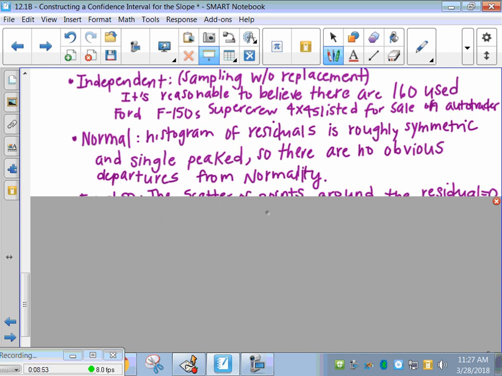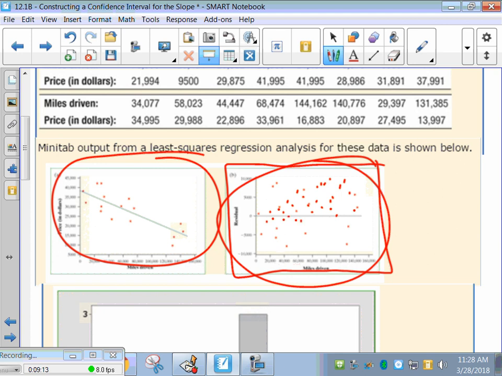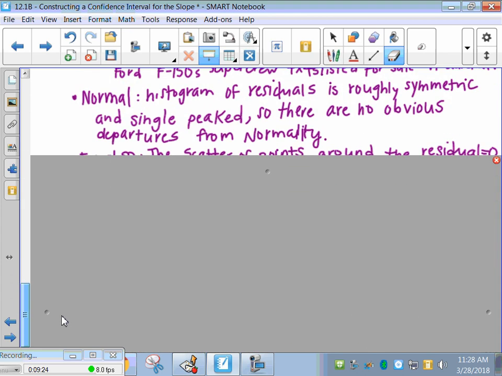There are no obvious departures from normality. All right, E stands for equal standard deviations. So that's where we want to look at this residual plot and see how far away the points are. We need to have roughly the same above and below. Remember, it was a problem if it spread further as you went across. So if your standard deviations kind of increased or something, then you have a problem. But since we have random scatter, we have equal standard deviations, so we're good to go.